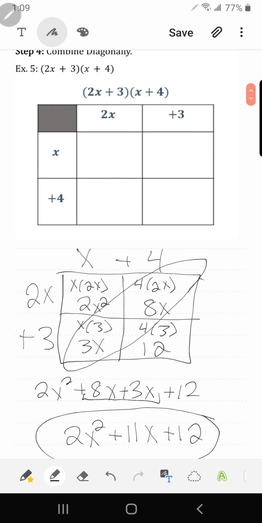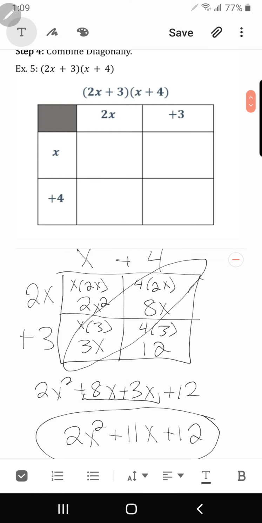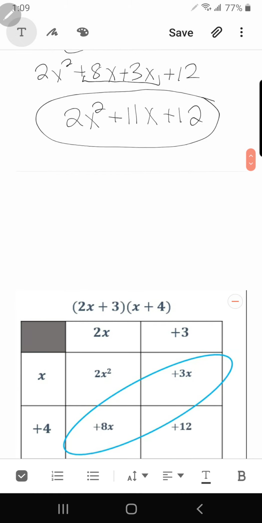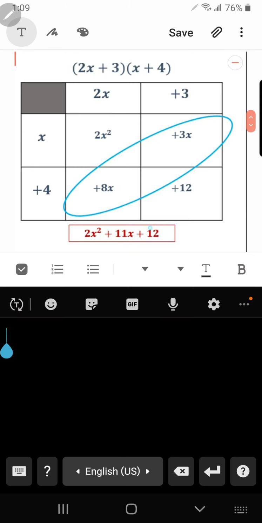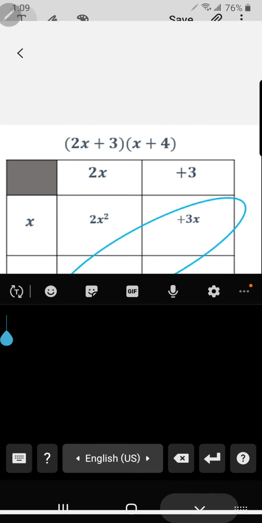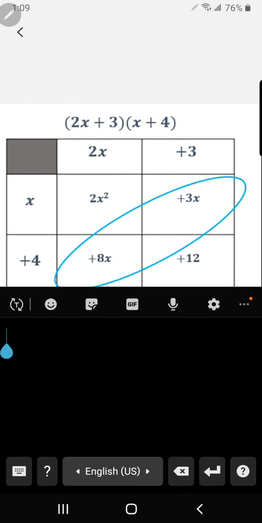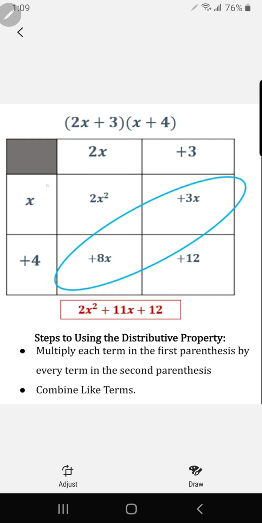Again, if you notice, I moved the boxes around a little bit. So let's see how it looks with the same boxes. Would you look at that? It still gave me the same exact answer. The only difference here was that I moved this x and this 2x. I flipped them. I flipped these two and I flipped these two.